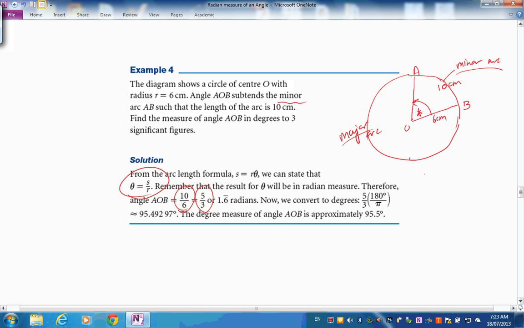And then we can say, well, 5 over 3 radians, we could convert to degrees, because remember, pi radians is equivalent to 180 degrees. So we've got 5 over 3 divided by pi. We've got that fraction of 180. And so that's going to be our answer. That fraction of pi is that fraction of 180.